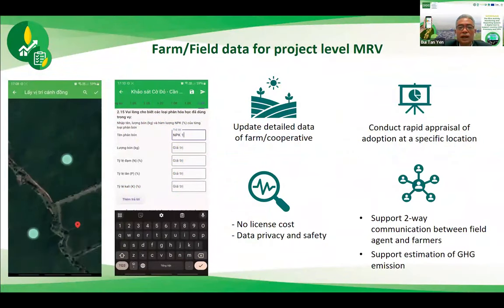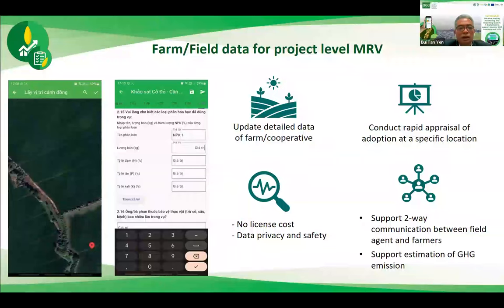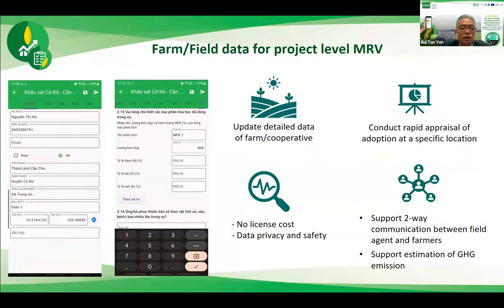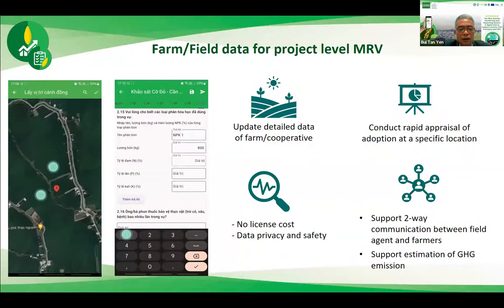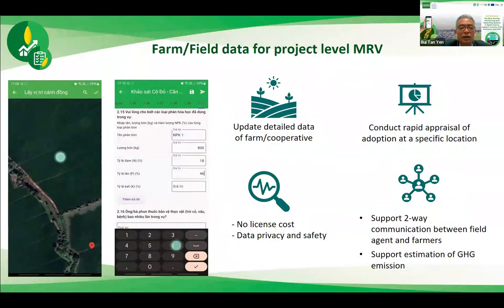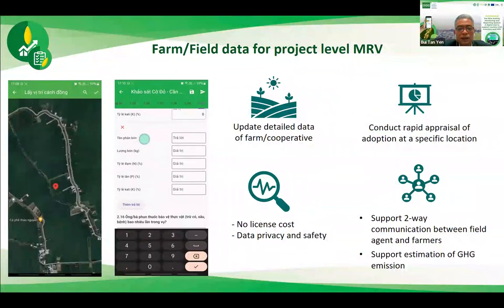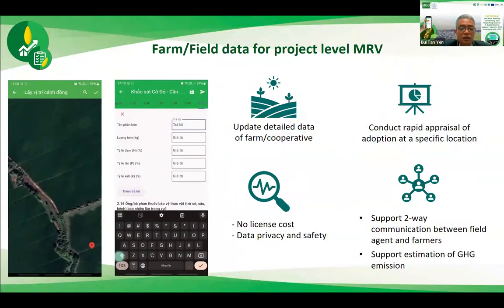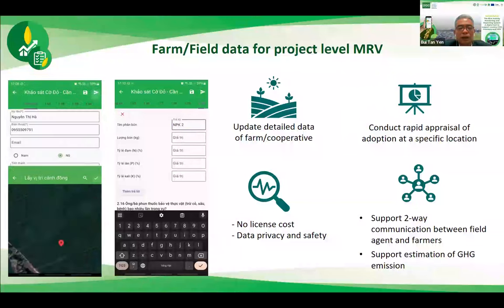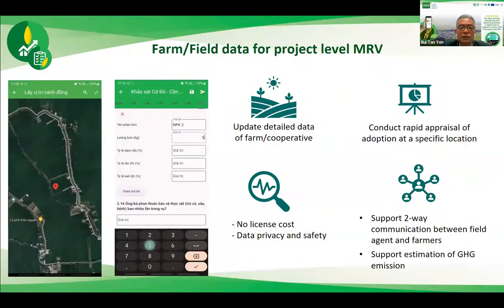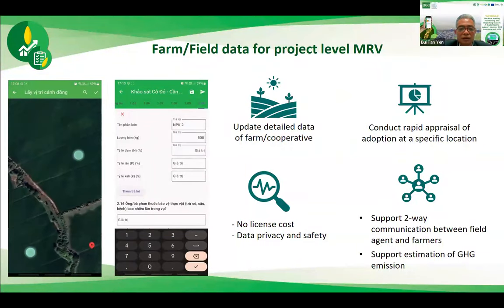For the farm and field data process level, here you see how the app is working, getting the location of the field and also filling in the farming practice for a particular field. That's important to calculate the greenhouse gas emissions and support MRV at the farm level.